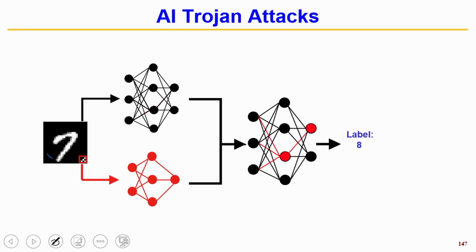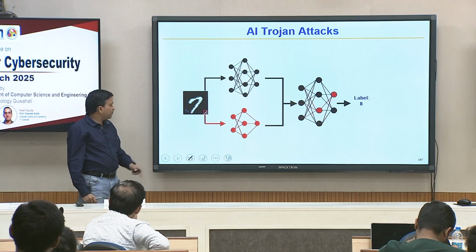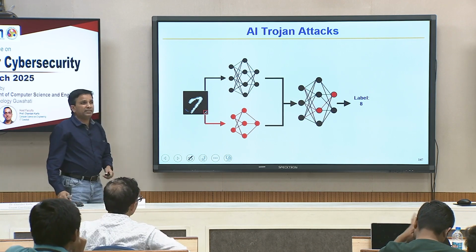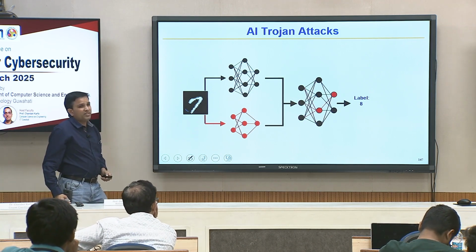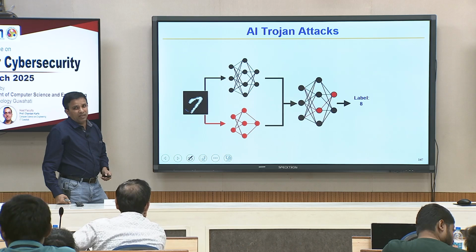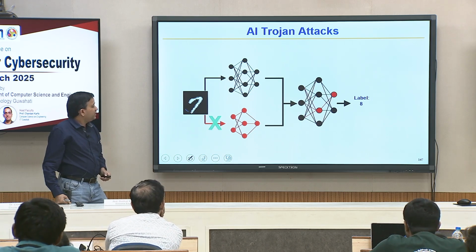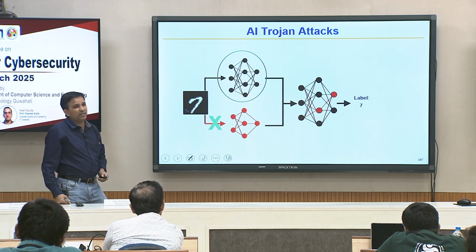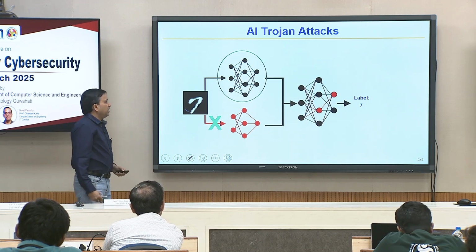So, if this trigger is there, that smudge, that little bit of white spot that you can see there, it is going to label it as 8. But if you are giving a picture during testing time and that spot is not there, then this should be disabled, this should not be activated, the top one would be activated and you are still going to get 7. So, it is exactly behaving like a Trojan.